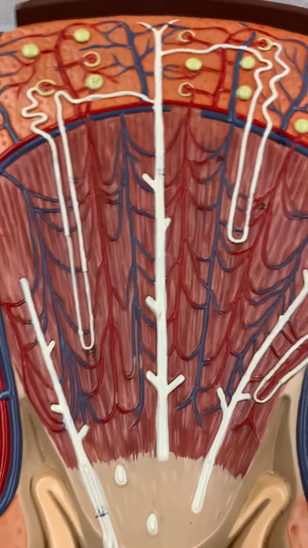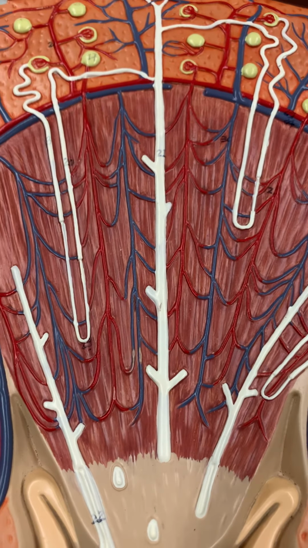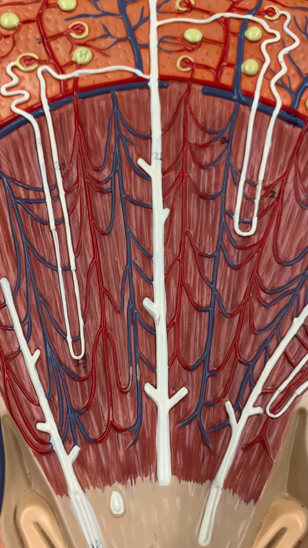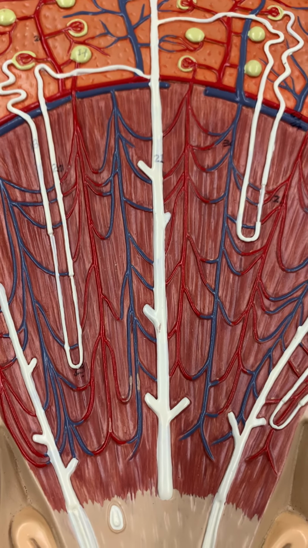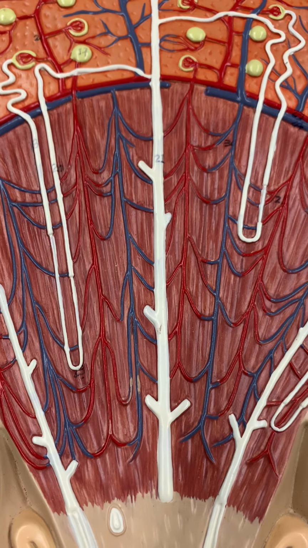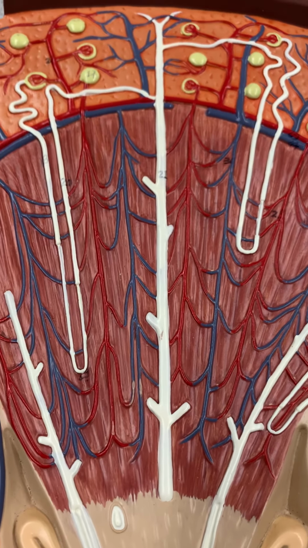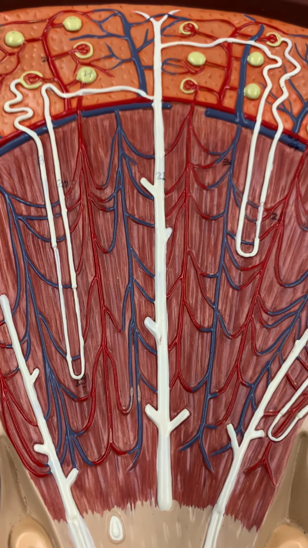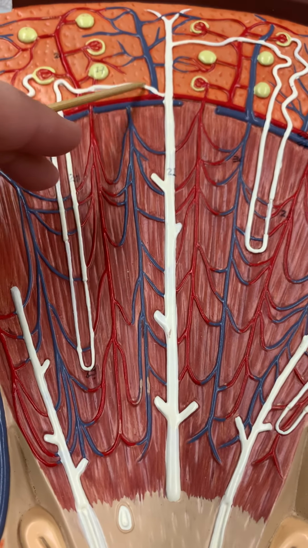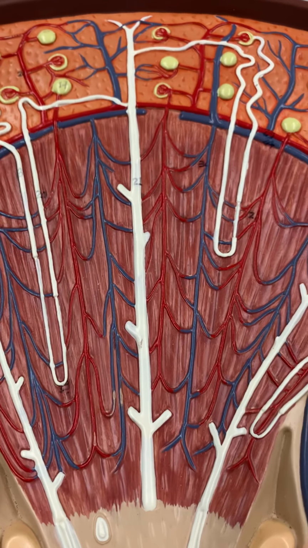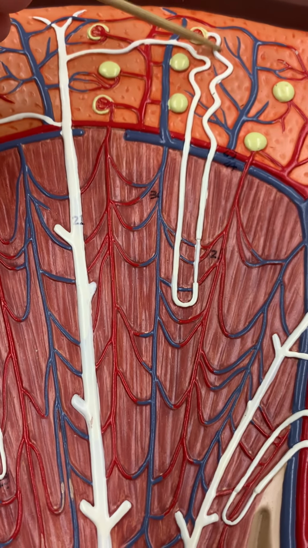Okay, so nephron anatomy. With the nephron, we have two main structures: the renal corpuscle and the tubular apparatus. There are two types of nephrons: the juxtamedullary nephron, which is quite longer, and then we have the cortical nephron, which is the shorter one here.